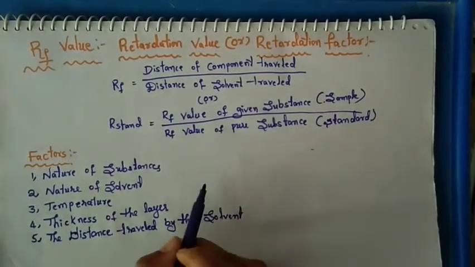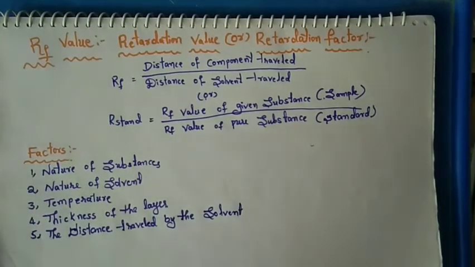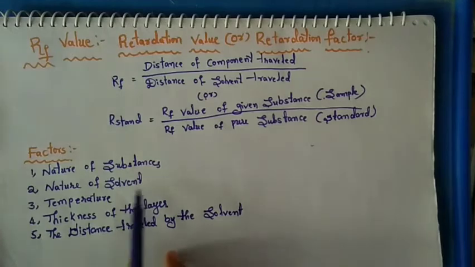So the factors are five. One is the nature of substances. Second, nature of solvent. Third, temperature. Fourth, thickness of the layer. Fifth, the distance travelled by the solvent.